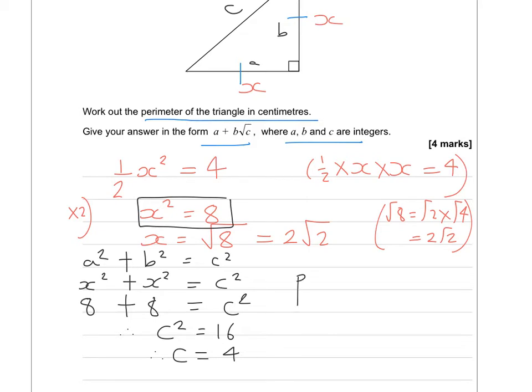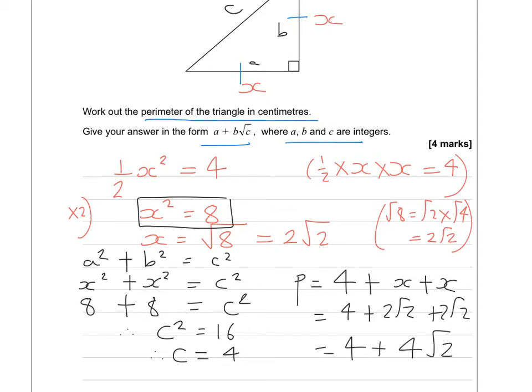So the perimeter is equal to 4 plus x, which is 4 plus 2 root 2 plus 2 root 2, which is 4 plus 4 root 2.